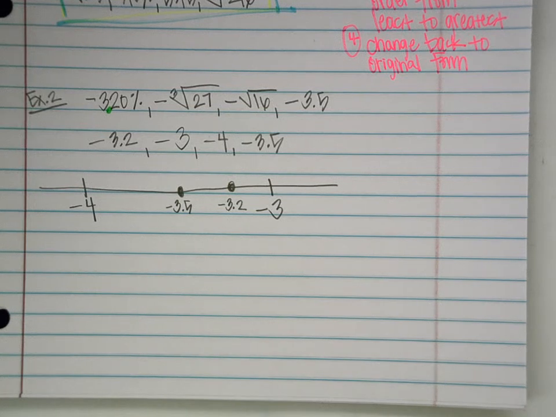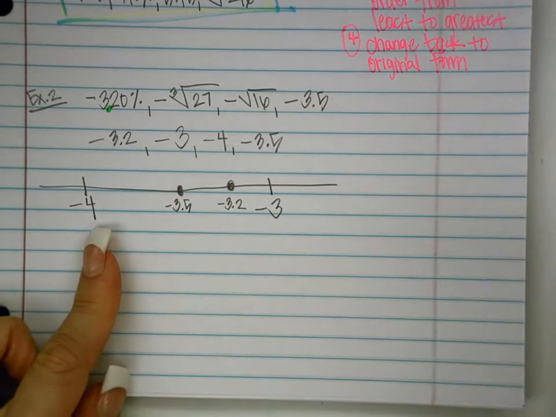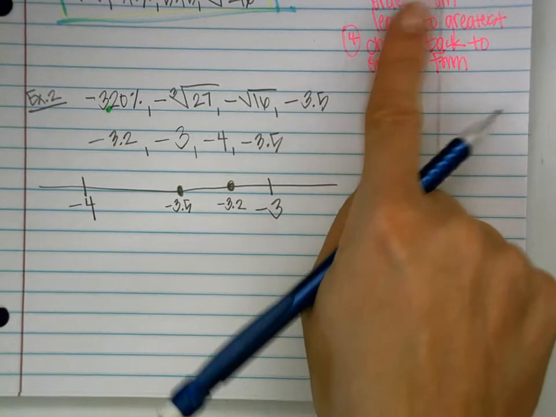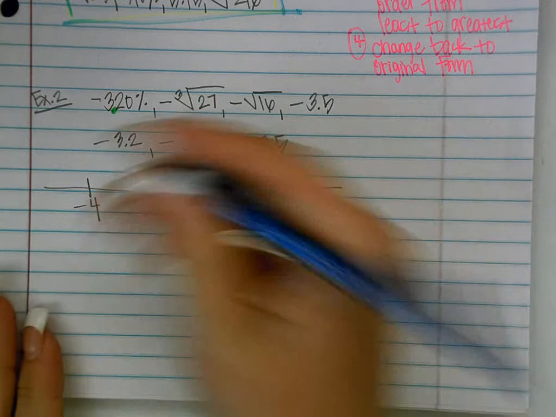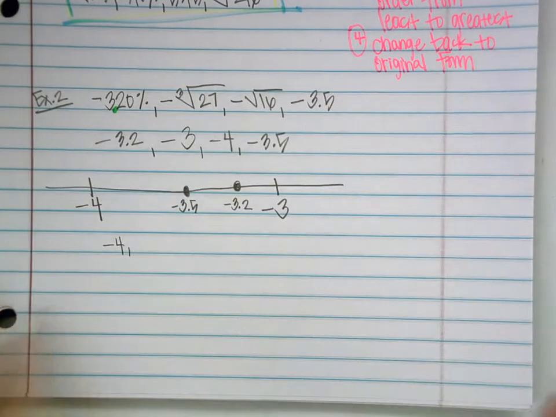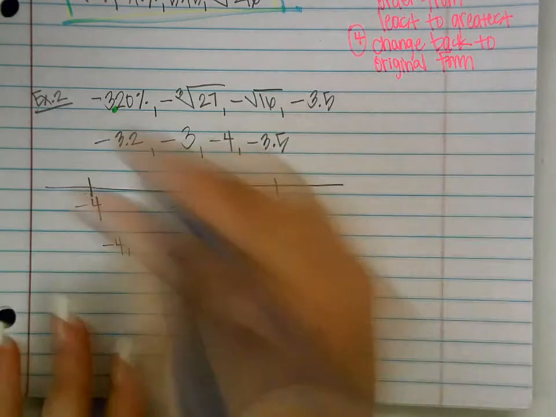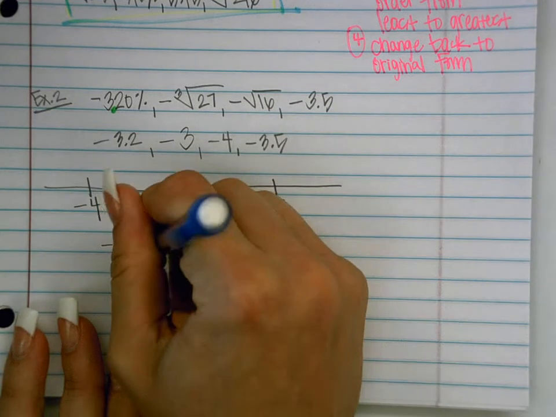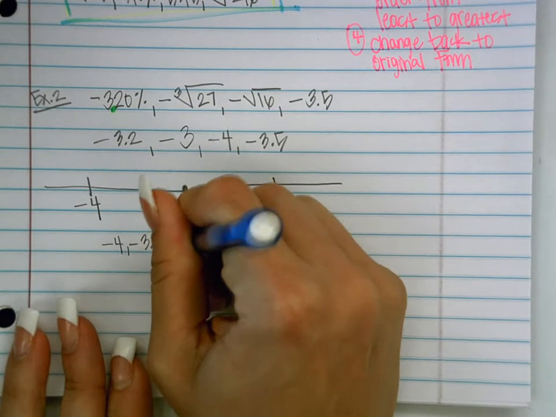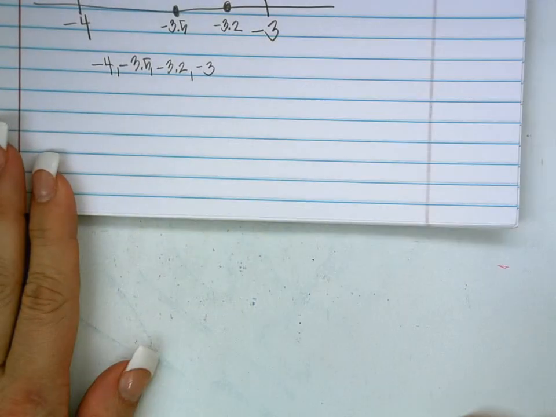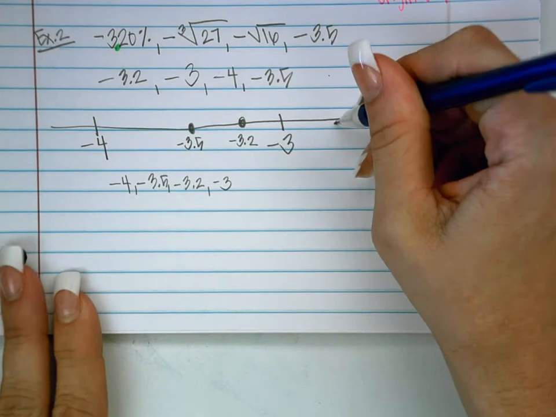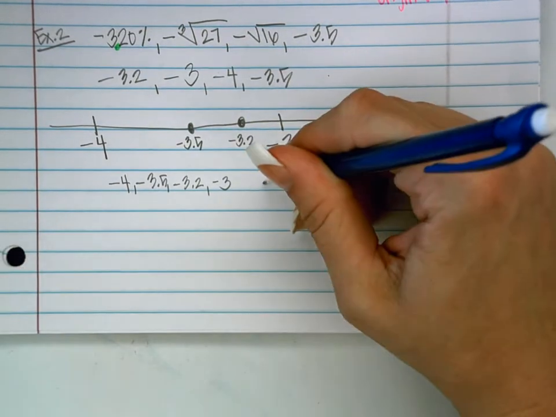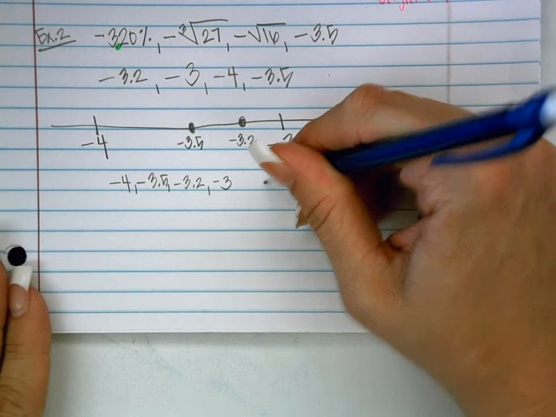Okay, so I put them on a number line. Then let's write them in order from least to greatest. So remember, when we're going from least to greatest, it's always from the left to the right. So -4, -3.5, -3.2, yes. And finally, -3. So these are our steps, basically. Change to a decimal. Put it on the number line. Write it from least to greatest. And then your last step is going to be change it back to the original form.